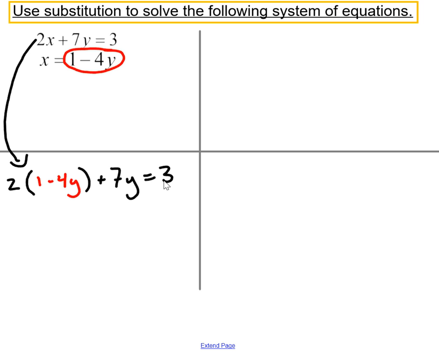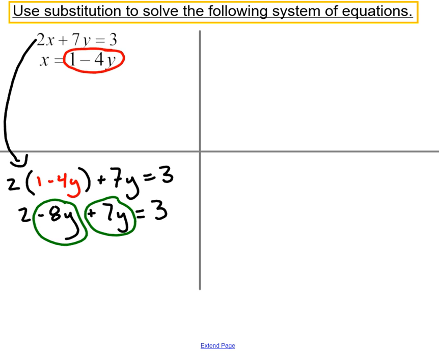Now, my next step is going to be to distribute that 2. I have 2 minus 8y. I still also have plus 7y equals 3. Now I want to combine my like terms, which I have a negative 8y and a 7y. To do that, I'm going to rewrite that as 2 minus 1y equals 3.